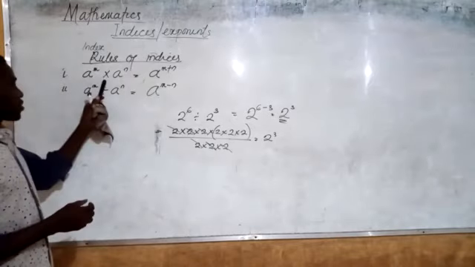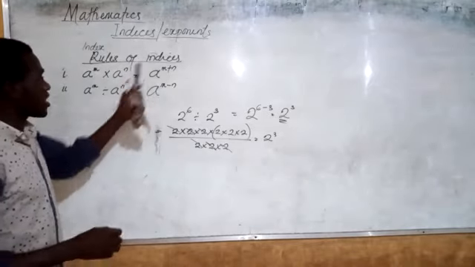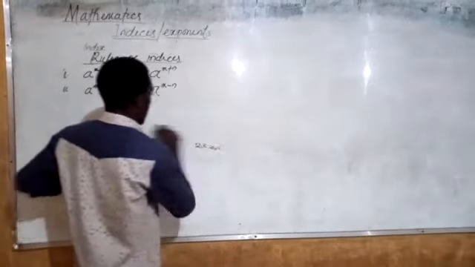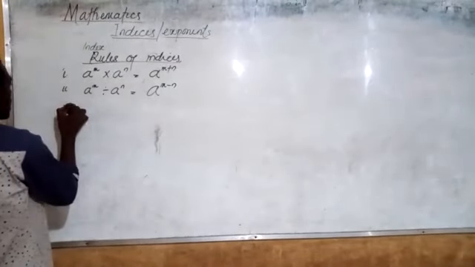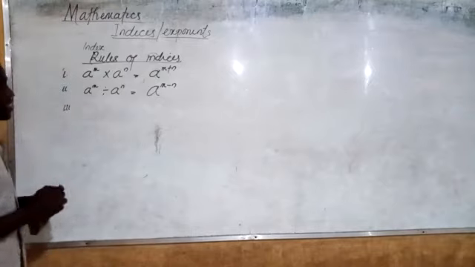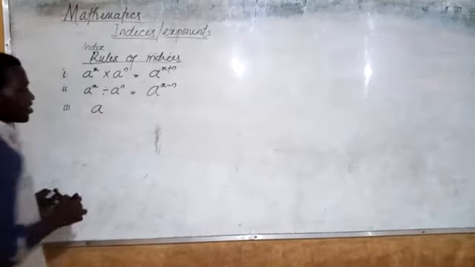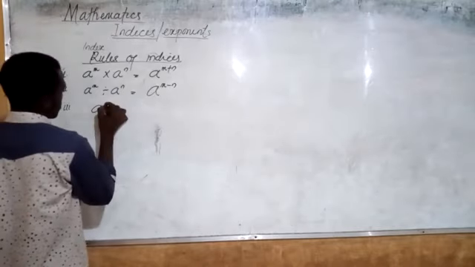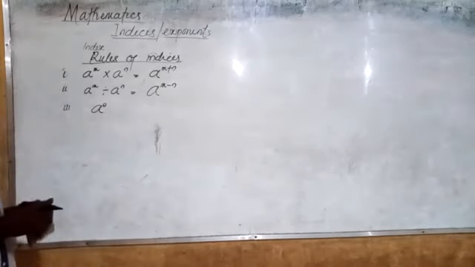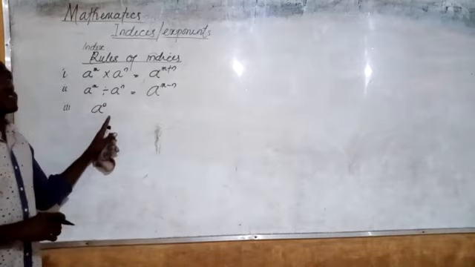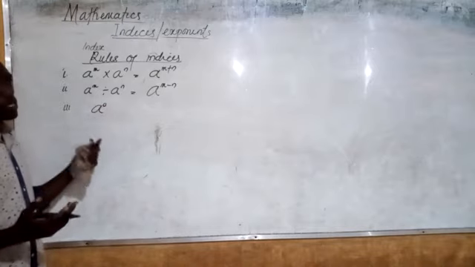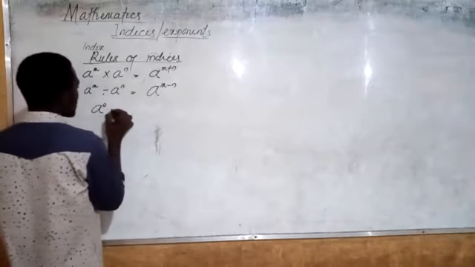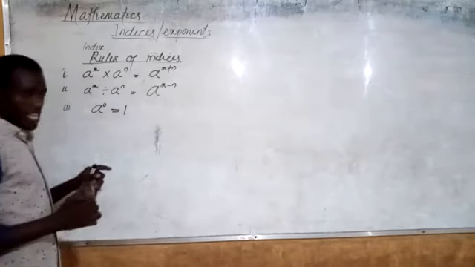So here, remember: multiplication of base, addition of exponents; division of base, subtraction of exponents. Alright, let's continue further. Another rule says that if a is raised to the power of 0, this is going to be called the zero power rule, zero exponential. This is given to be 1.